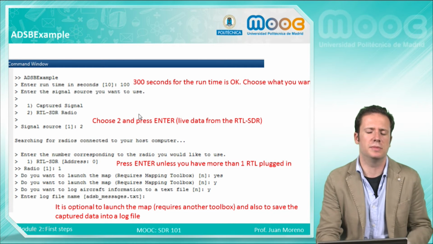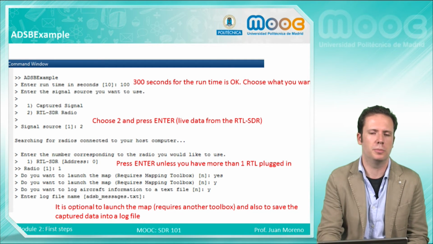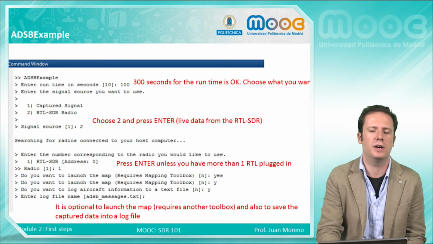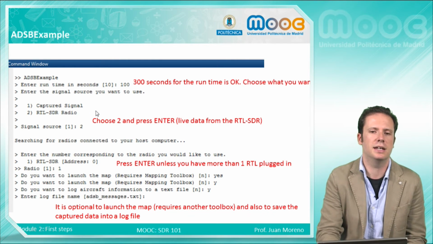Of course, the output of this service will depend on how many planes you have around you. Perhaps you live in a rural area and there are no planes near you, so you won't be able to find any of them. But if you live in an urban city near an airport, you will see a lot of planes. The second question is if you want to use captured signal, this is offline data, or the RTL-SDR radio. Choose 2, press enter.